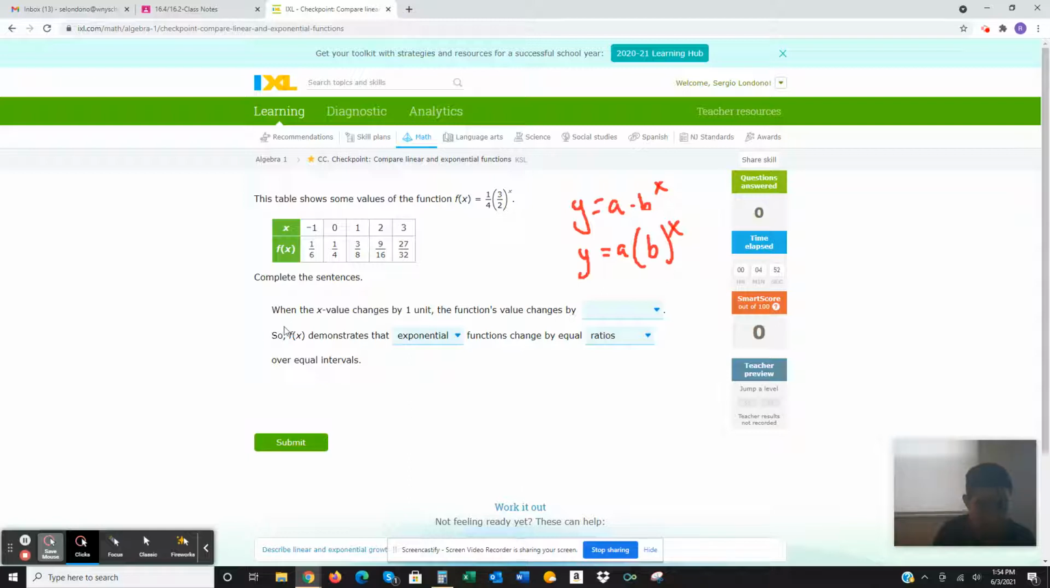And finally, when the x value changes by 1, the function's value changes by what? Now you can go over here and see what it's multiplying by, but remember that this right here, and I'm going to put fireworks here, is your key part. That is a common ratio. That is what you're multiplying by. So we're going to go by a factor. That's your common ratio, your common factor of 3/2. So these are key points.